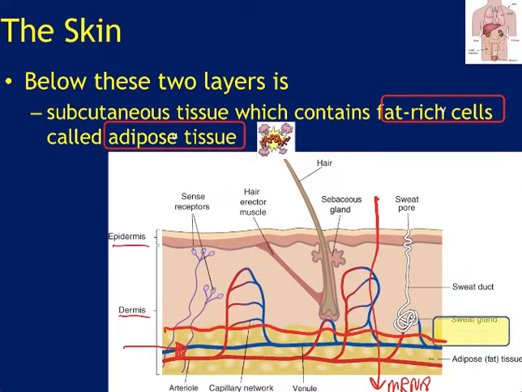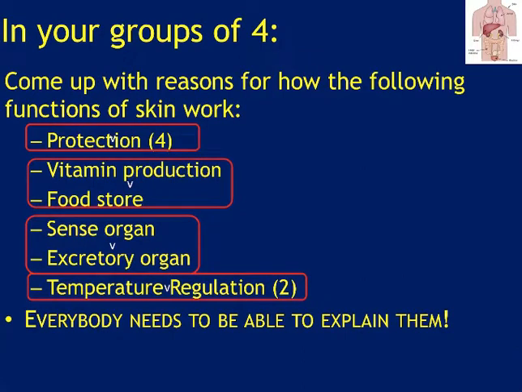Okay, so if we had been in lesson, we would be splitting you up now, and we would be asking you four ways that skin protects us. What is the role the skin plays in vitamin production and food storage? What does it sense? How does it work as an excretory organ? And what does it do in temperature regulation?